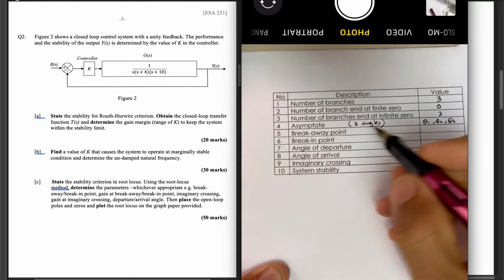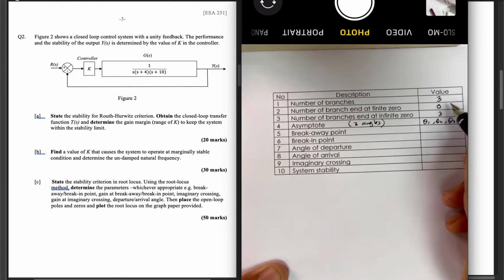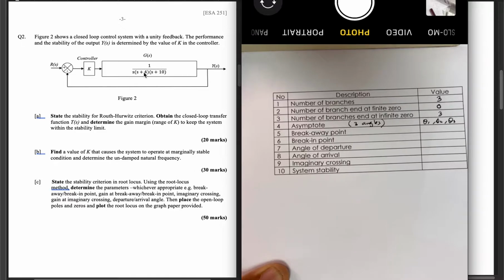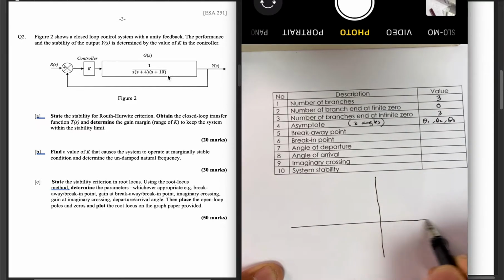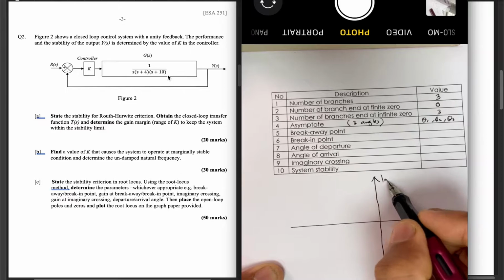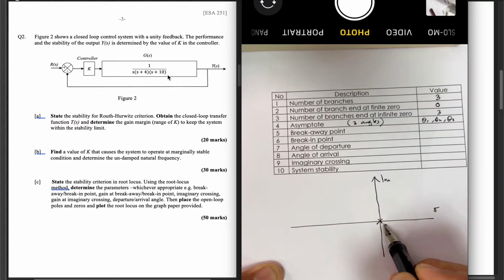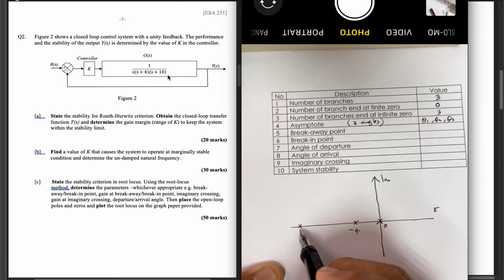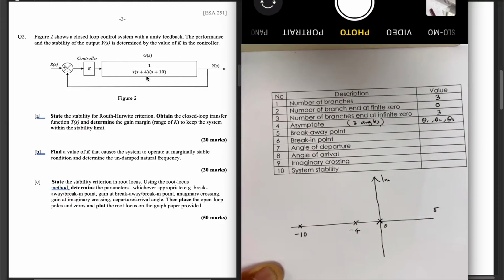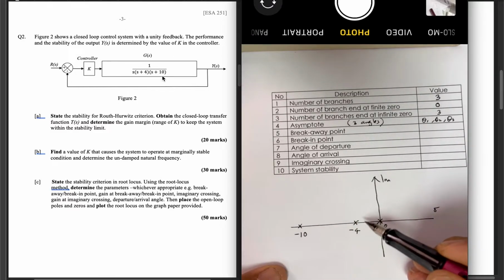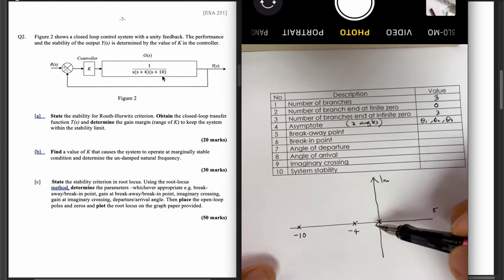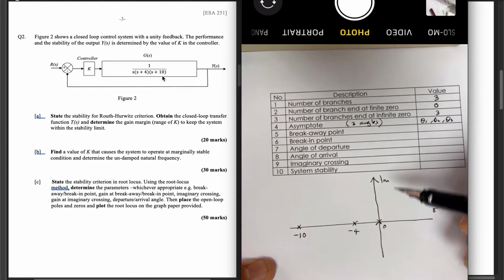Then we have to find the breakaway point. The poles are on the real axis, so let me plot this here. We have one at 0, one at -4, and one at -10. Since these are going to infinity, it is possible for the root locus to break away from the real axis. We would say that there is a breakaway point.